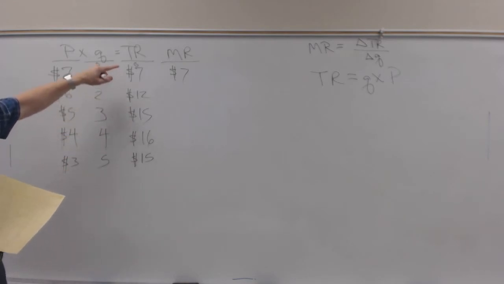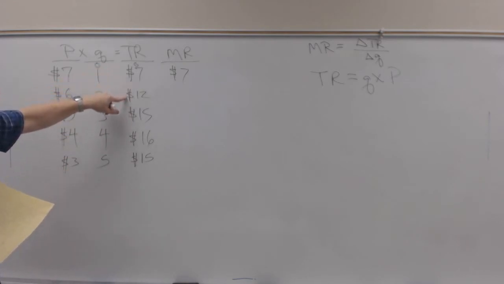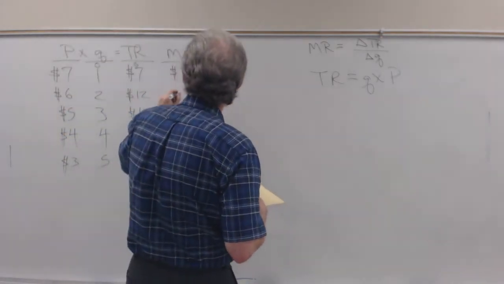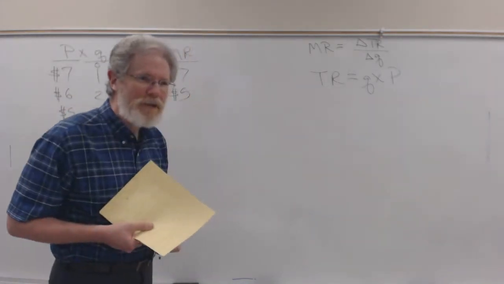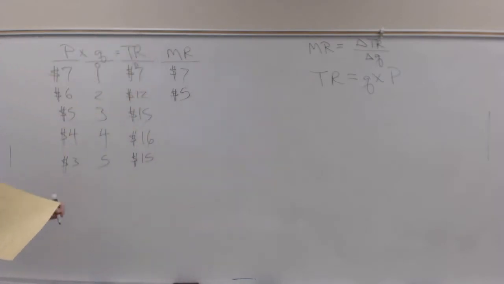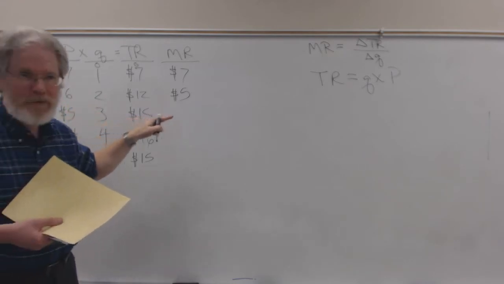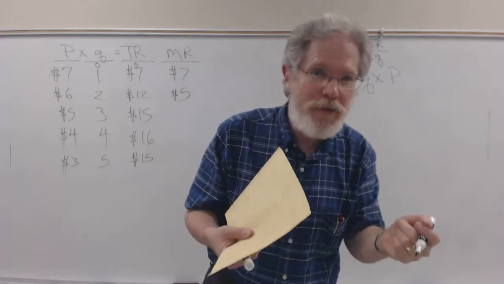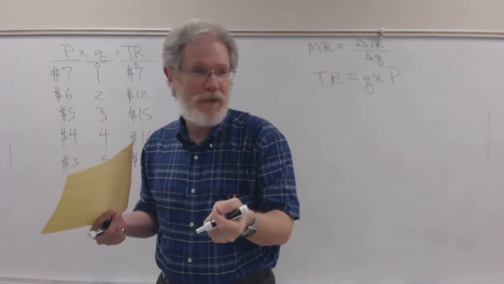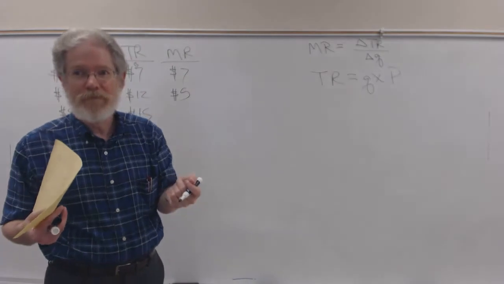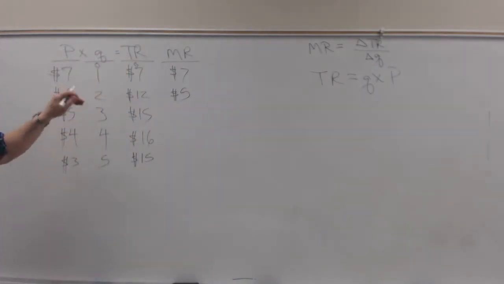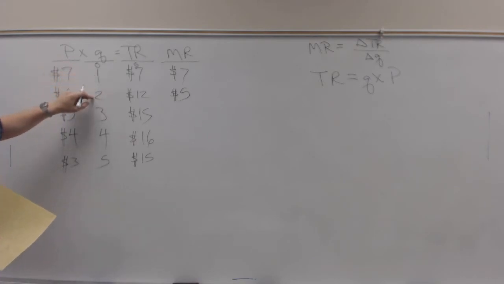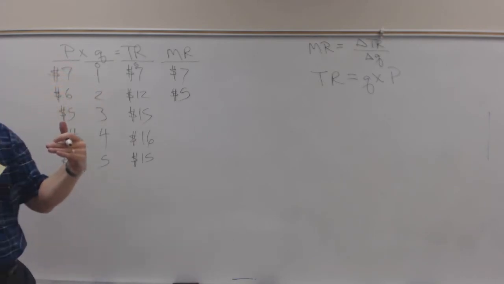Because his revenue goes from 7 to 12. Now, you're probably thinking, but when he sells that second unit, he's getting $6 from the customer who buys it. So why isn't his marginal revenue $6 on the second unit? Because he sold the first unit for less. In order to sell the second unit, he had to cut his price.